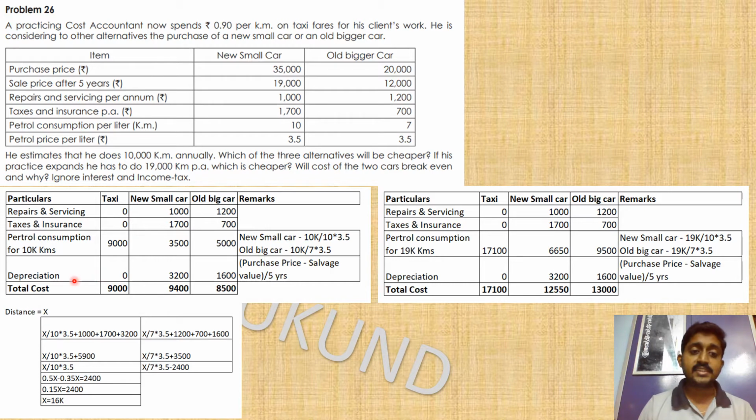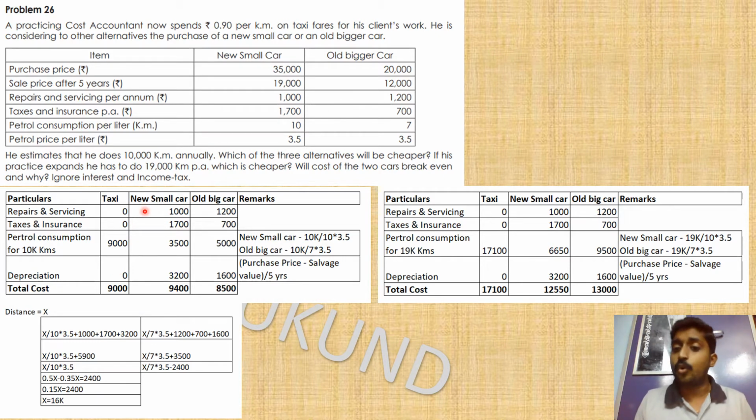Now the last thing is depreciation. This is the major point. Many students miss calculating the depreciation. But it is given in the question: why have they given the purchase price of the car and the sale price after 5 years? This is to calculate the depreciation per year. For the taxi, we are not the owners of the taxi, so for the taxi, depreciation is nil. In our books, depreciation of the taxi is nil.